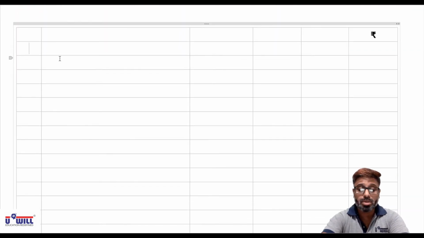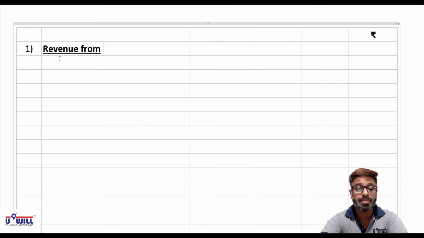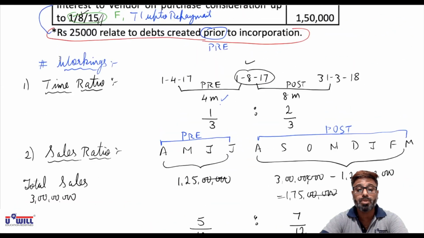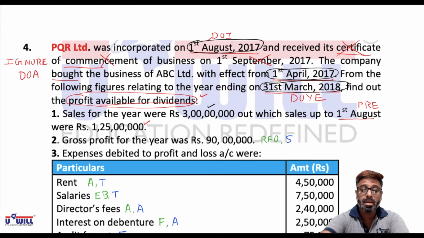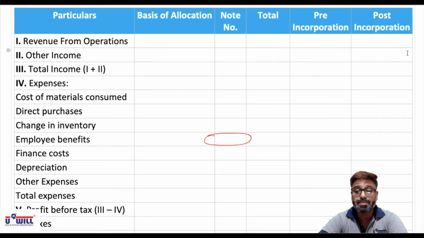So first we'll make the notes. First note will be for revenue from operations. That will include gross profit. Now all of you can see in the question, gross profit given is how much? 90 lakhs. Okay, all of you can see here, gross profit given is 90 lakhs. Directly in the last column, we will record 90 lakhs.